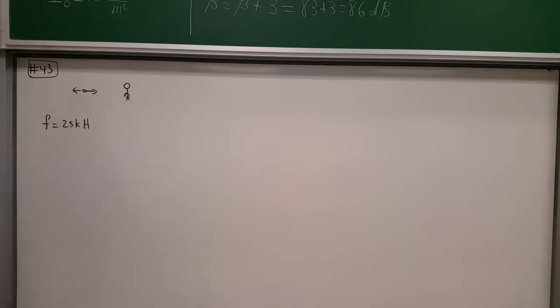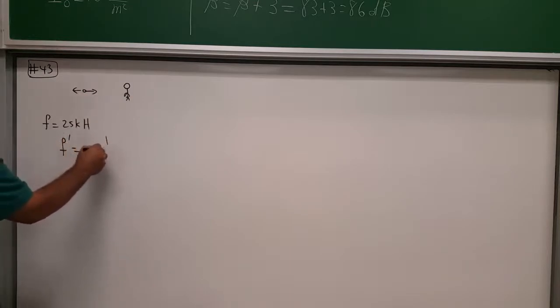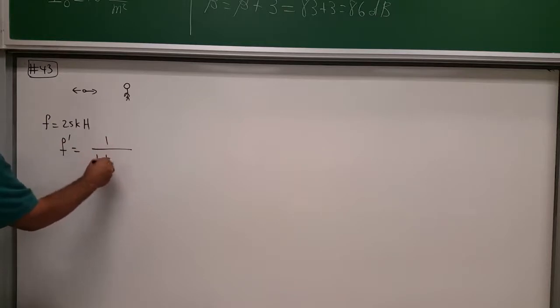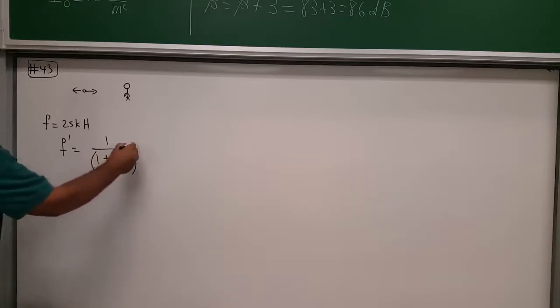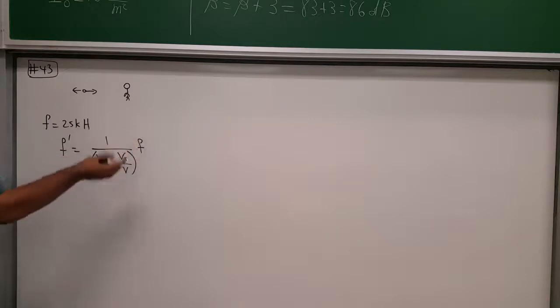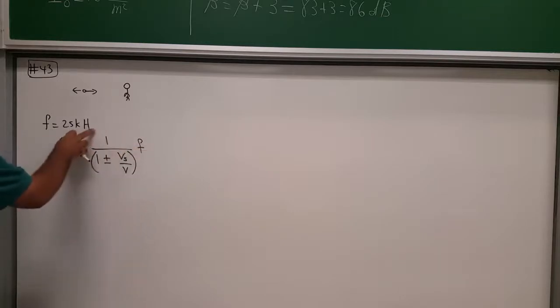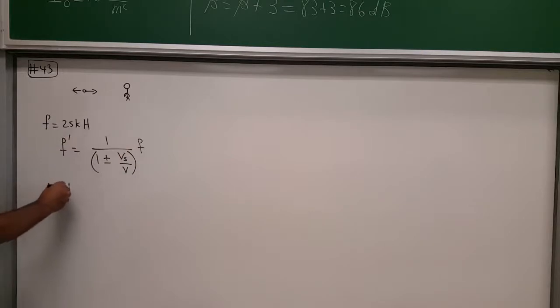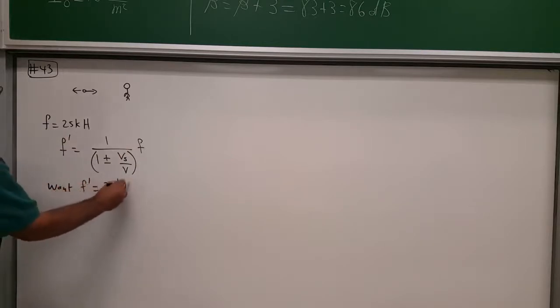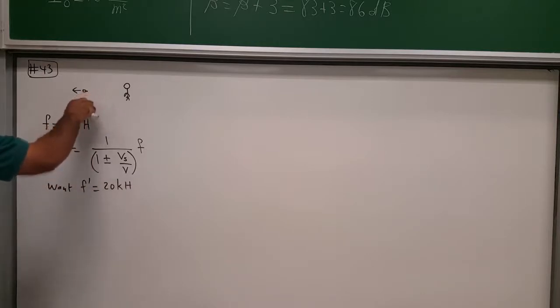Well, remember, if you're stationary and the source is moving, then f prime equals 1 over 1, either plus or minus the speed of the source divided by the speed of sound, times the frequency. This is the frequency if it's not moving at all. Instead of 25,000, we would like it to be just 20,000. So do you think I will use the plus sign or the minus sign? I want f prime to equal 20 kilohertz. So it means the bat will be moving away from you to make the frequency lower.